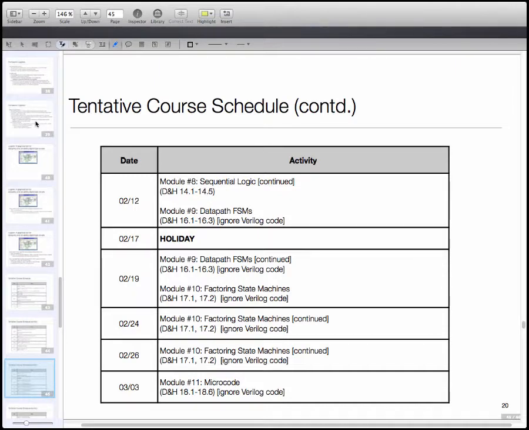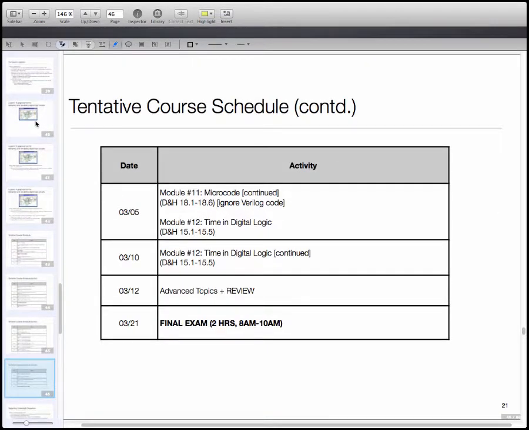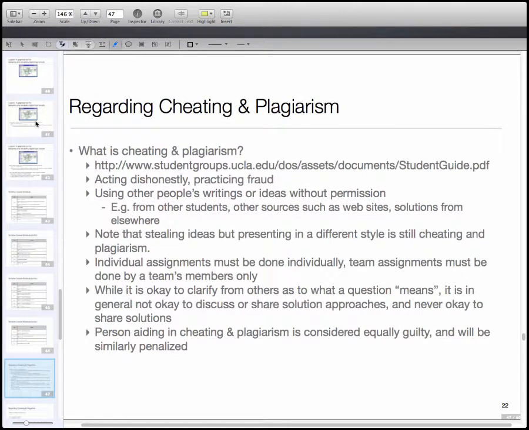And there's a more detailed schedule, so try to plan things out.